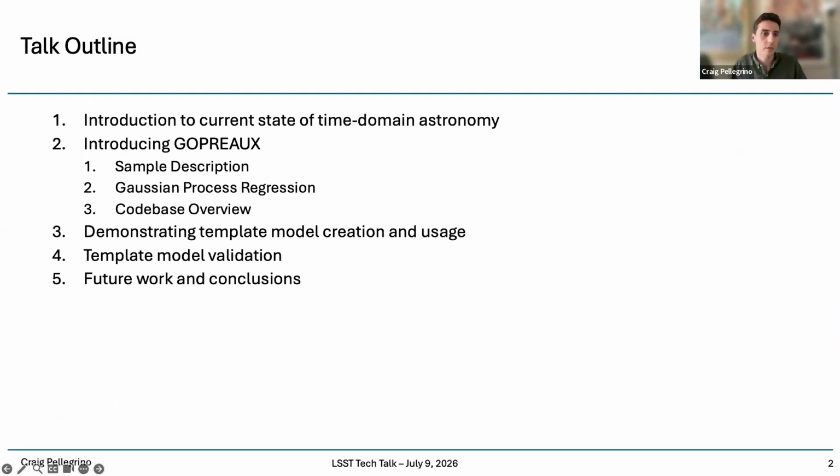So here's a brief outline of the talk I'll give today. I'm going to start with an introduction to the current state of time domain astronomy. Then I'll introduce GoPro. I'll talk about the sample and the data that we're working with. I'll give a brief introduction to what Gaussian process regression is and give an overview of our codebase. Then I'll demonstrate how we create some of these template models and how we can use them for predictions of different types of supernovae. I'll talk about how we're validating our templates now against other templates in the literature. And finally, I'll conclude with some future outlook and work to be done.